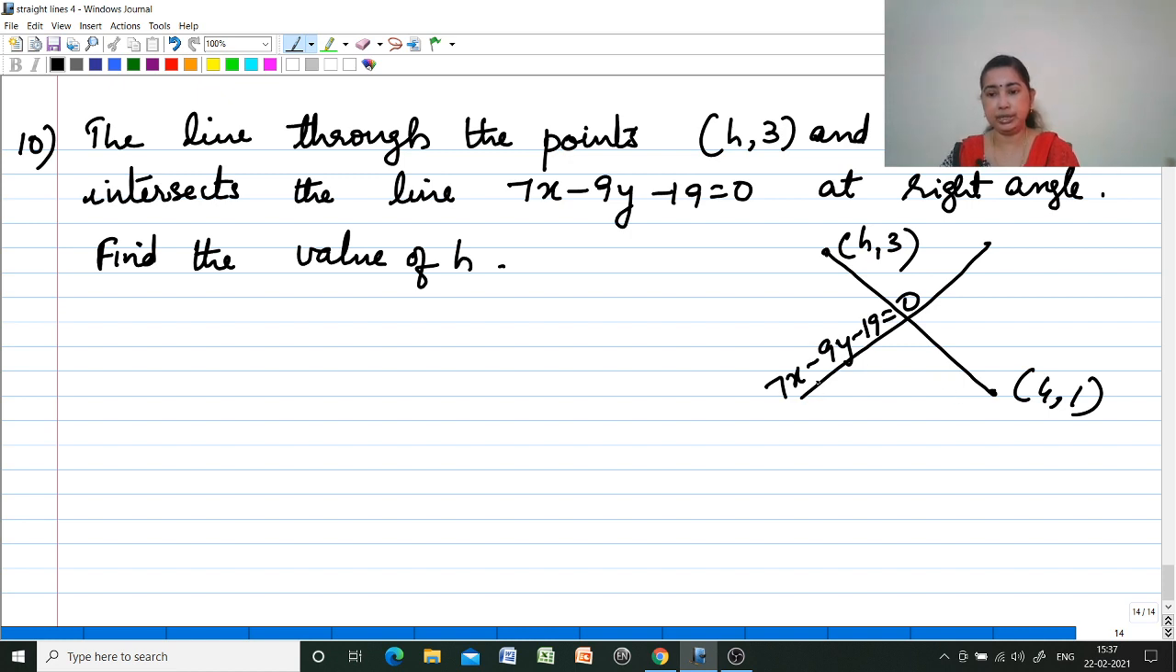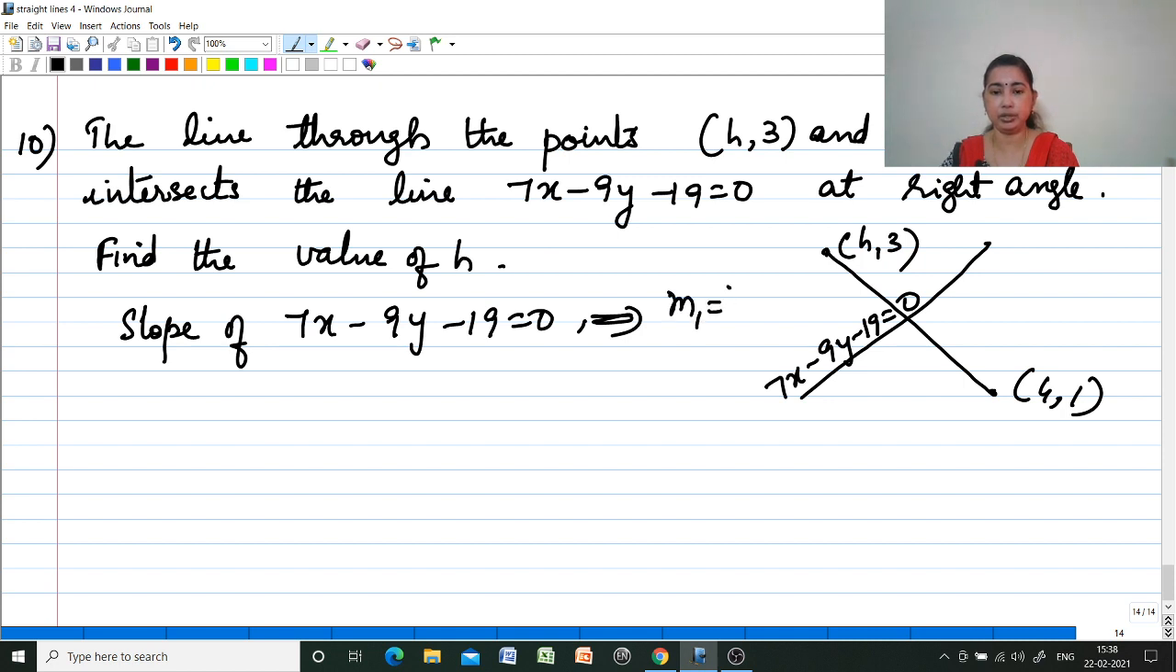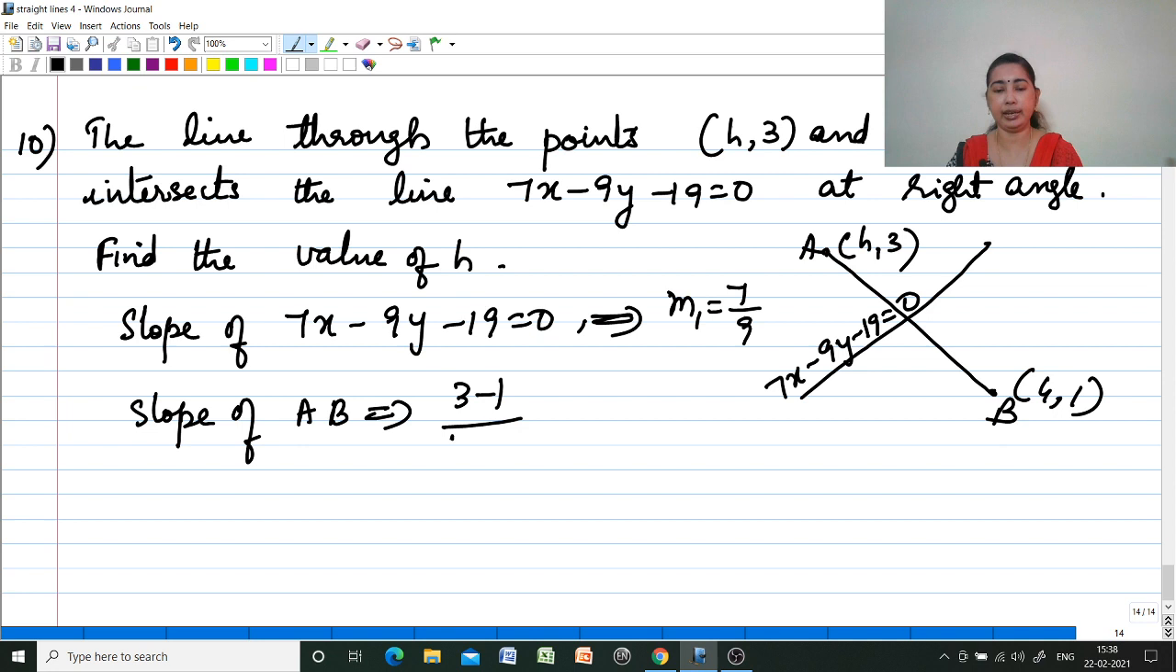So we can find out the slope from here. What is the slope of 7x minus 9y minus 19 equal to 0? Slope is minus a by b, that is 7 by 9. Here m1 is equal to 7 by 9. Now the slope of the other line, this line is AB. Slope of AB is y2 minus y1 by x2 minus x1, that is 3 minus 1 by h minus 4, that is 2 by h minus 4.